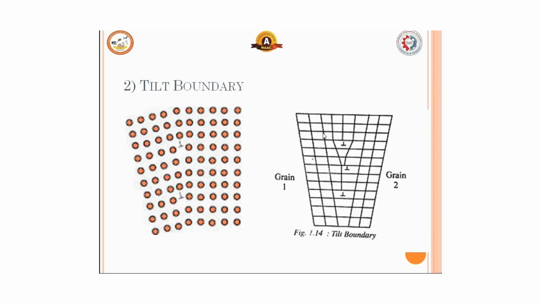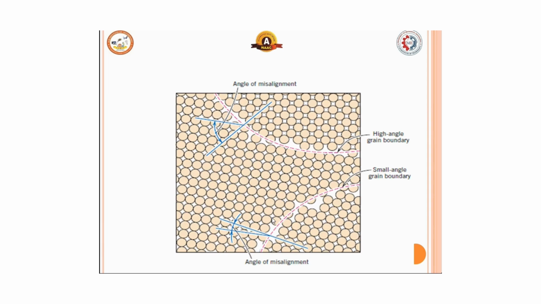If it is a tilt boundary, you can see there will be edge dislocation with respect to the atom arrangement. So with respect to grain 1 and grain 2 there will be a tilt boundary. Here an inverted T is shown, which shows the tilt boundary that is formed. An angle of misalignment will be there when the grain boundaries are formed. A small angle grain boundary is formed, or a high angle grain boundary is formed. Here you can see the grain boundary is defined based on the angle.